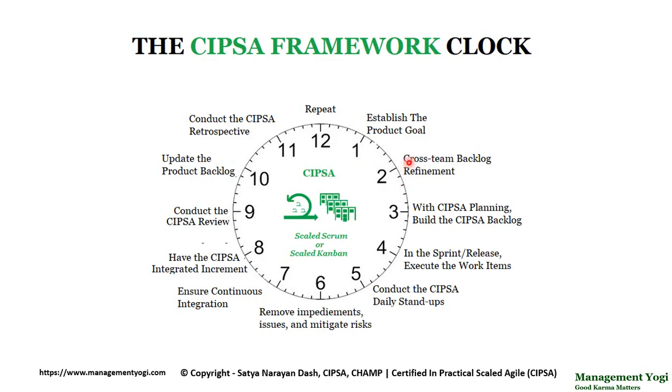Next we have cross-team backlog refinement. So this is in clock pointer 2, because the product goal drives the content of the product backlog. What are the top order items that will be available in the product backlog is decided by the product goal. In clock pointer 3 we have, with CIPSA planning, build the CIPSA backlog. The CIPSA backlog will be derived from the product backlog, and the CIPSA backlog will have the CIPSA goal.